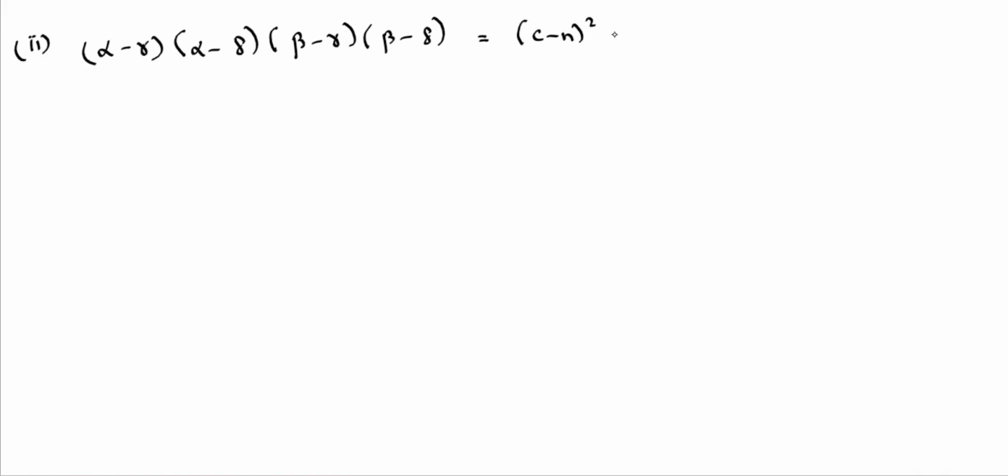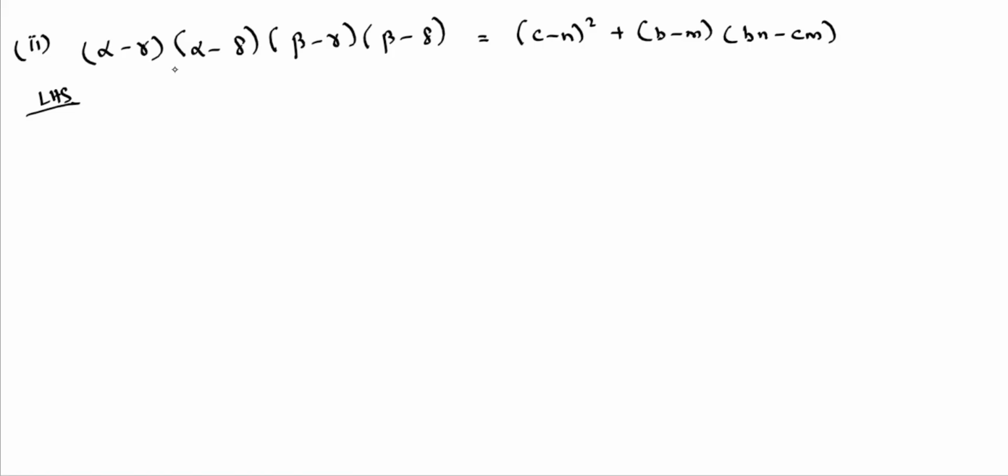They are asking, show that alpha minus gamma, alpha minus delta, beta minus gamma, beta minus delta is equal to c minus n squared plus b minus m times bn minus cn. Now this is a typical question, the sole purpose of this question is to waste your time. This is a question that is made just to waste your time. Left hand side.